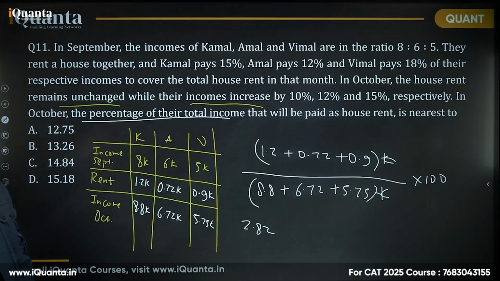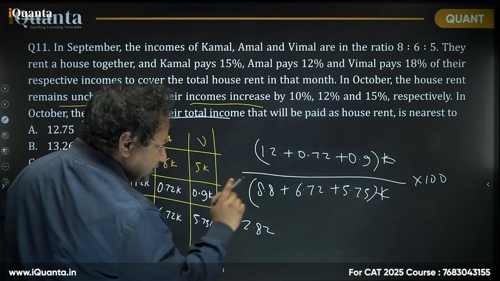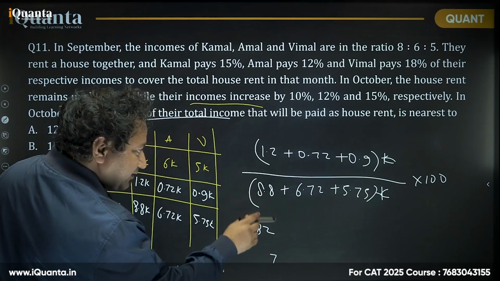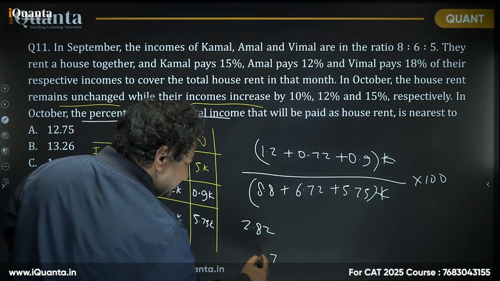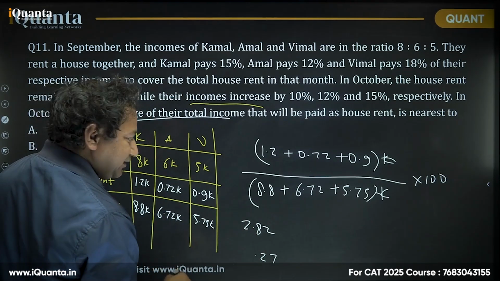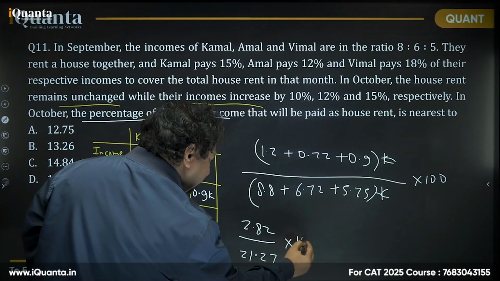2.82 in the numerator is what we get, and in the denominator, let's add: 8.8, 5 goes there, 5 plus 2 is 7, 7 plus 1, 14 plus 8 is 22, 2 carry forward, 2, 8, 10, 16, 21. 21.27 is what we have. So 2.82 over 21.27 multiplied by 100.